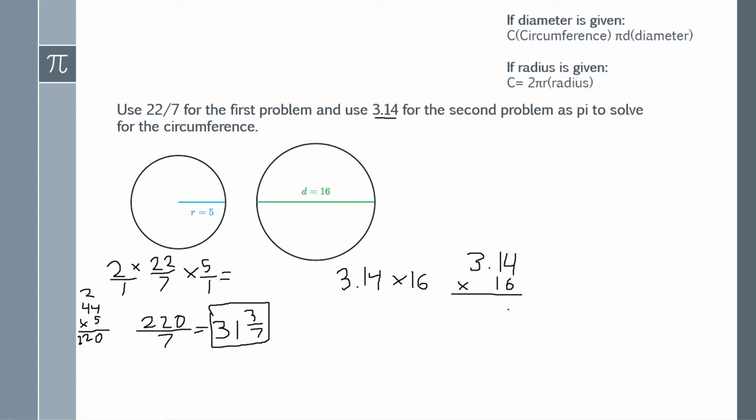Six times 4 is 24. 6 times 1 is 6, plus 2 is 8. And then 6 times 3 is 18. Now I put the 0. 1 times 4 is 4. 1 times 1 is 1, and 1 times 3 is 3. Then you add this.